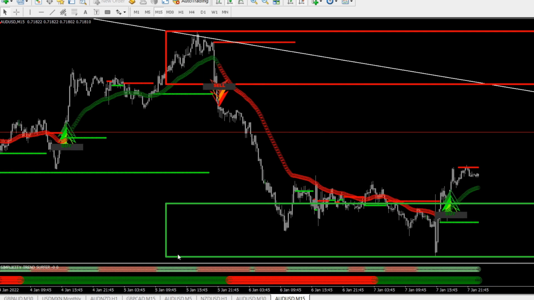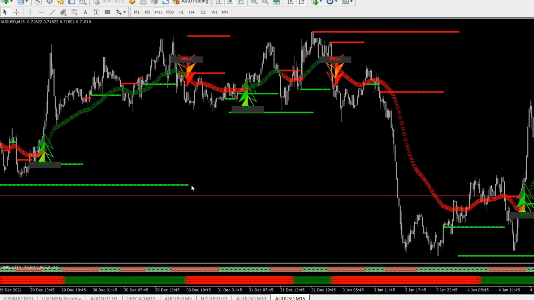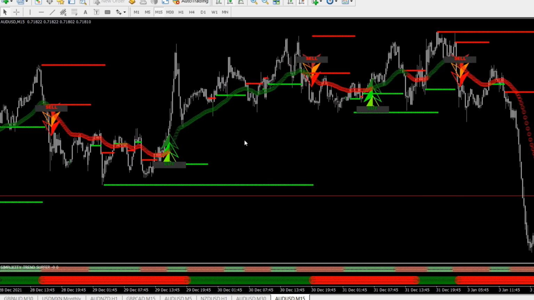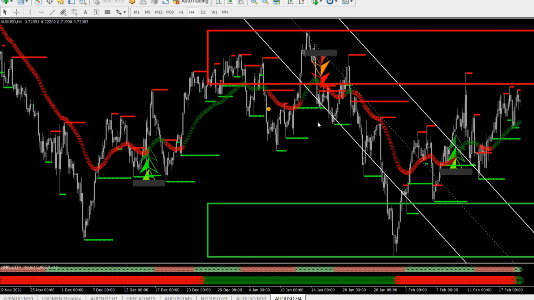Also, we see these boxes over here. We learned that for the signals that appear near this box, there's a higher chance that these trades will turn out to be winning trades. So there is so much more to tell, but I do not want to make a really long video. But this is a nice indicator that you can use if you're a day trader, but also if you're a swing trader. Let me show you a 4-hour time frame.